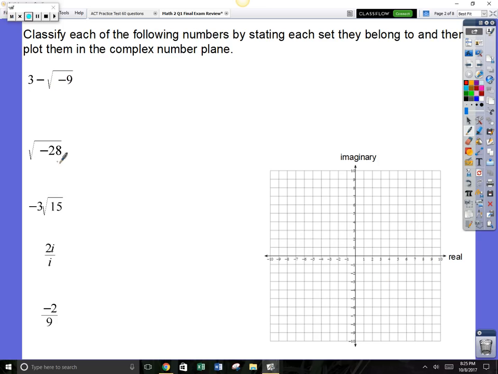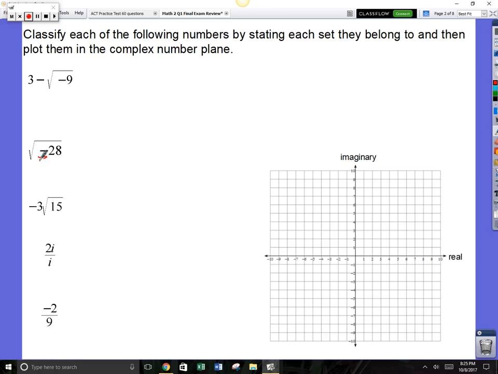Okay, the next one, square root. Okay, so this is another red flag. That's imaginary. Take that out, and you're going to have imaginary square root 28. 28 is not a perfect square. So if I type in square root 28 on my calculator, that is approximately, so that's what these squiggles mean, it's approximately, I'm going to round it, it's 5.2915026 blah blah blah imaginaries.